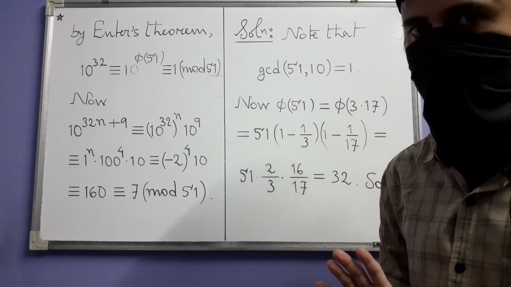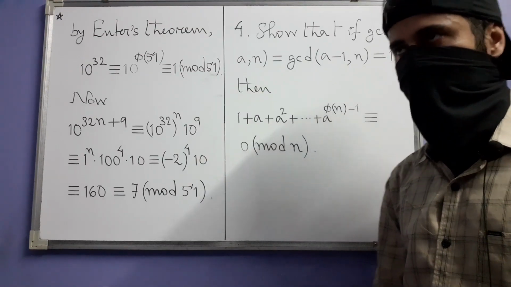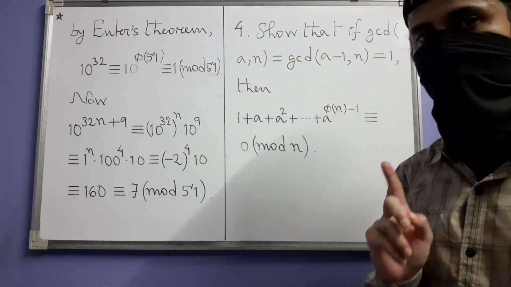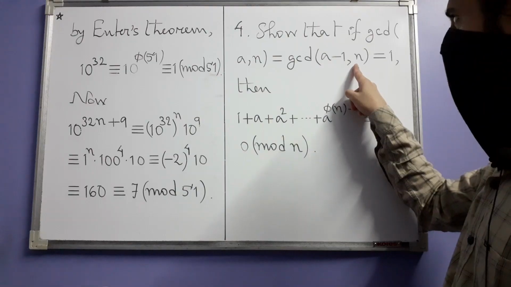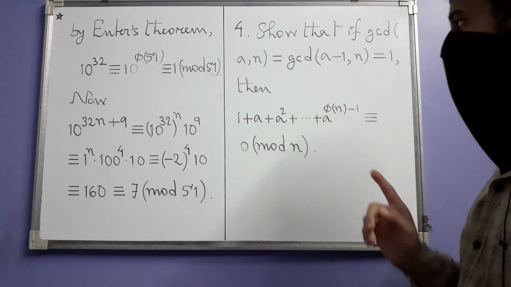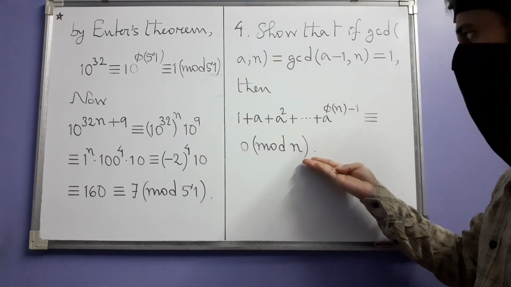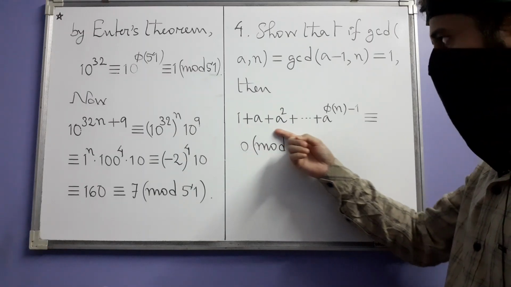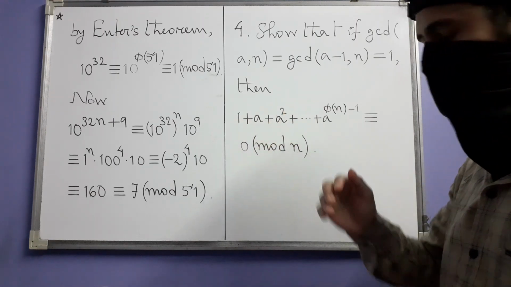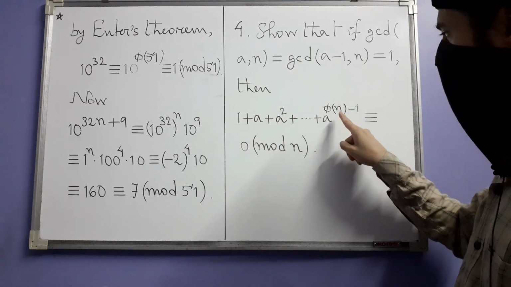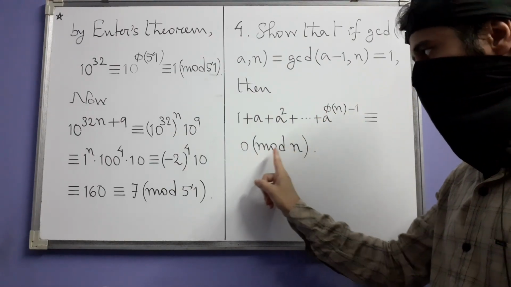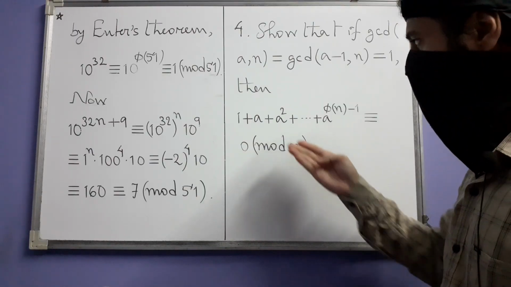Here the solution ends. Next, let us see number 4, where it's given that an integer a and a minus 1 are both relatively prime to n. And in the context of this problem, it's understood that n is a positive integer. If so, then we have to show that this congruence is true, where on the left hand side we have this sum of powers of a, where the sum starts with 1 and then gradually goes to higher and higher powers and it ends with this one, a to the power phi of n minus 1. We have to show that this is congruent to 0 modulo n, or in other words, n divides the left hand side.